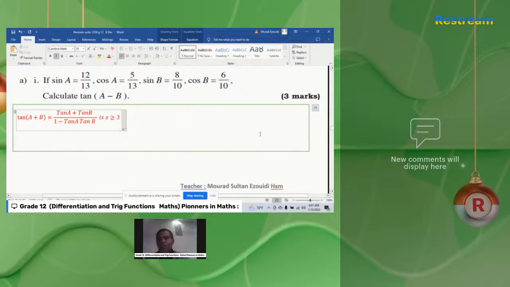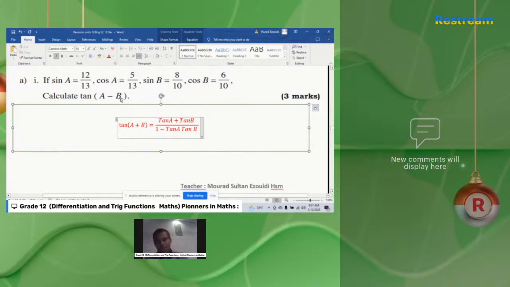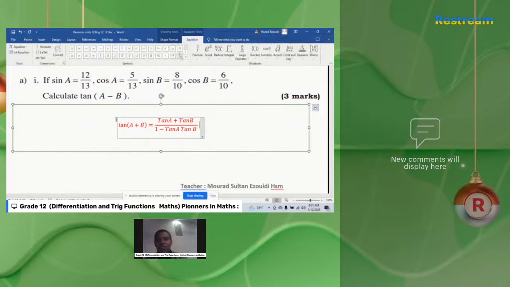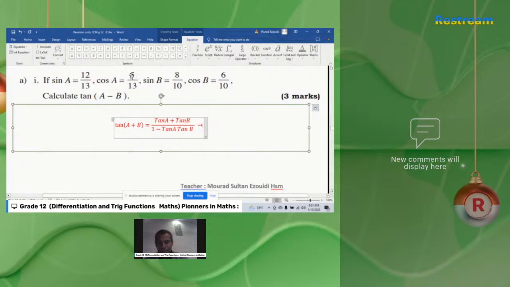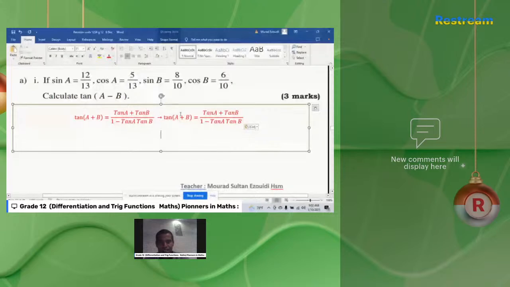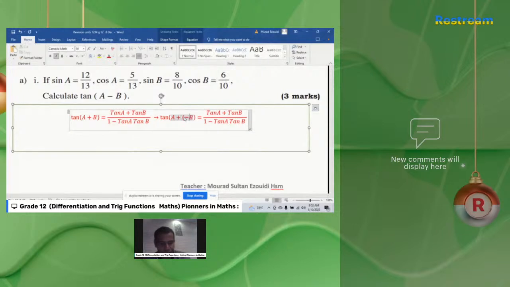Now the question here is looking for you to find tangent of a minus b. So in this one, we replace b with negative b. If we change b with minus b, we obtain tangent of a plus negative b, between parentheses, negative b.